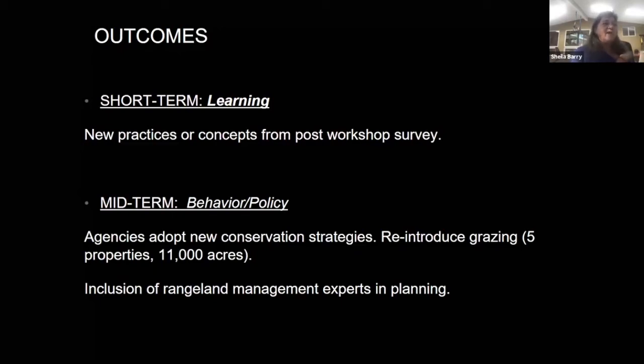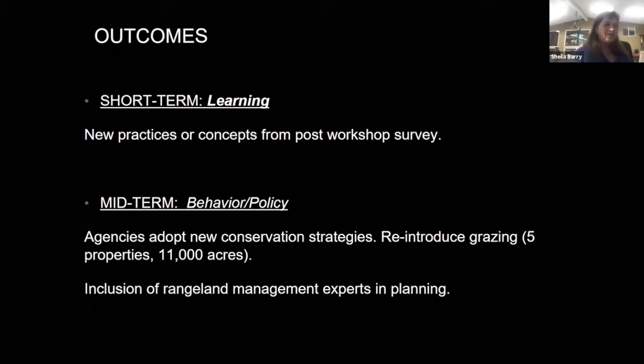Then in the midterm, I think about what's changed in terms of the behavior and the policy of my clientele. And I've noticed them adapting new conservation strategies. As an example, one of the agencies that I was working with for a good number of years hadn't used grazing as a management strategy on their properties, and reintroduced over time grazing to 5 properties over 11,000 acres. So could I contribute my specific efforts to that policy change? I think it was obviously a collaboration of many other efforts as well, but I felt like the activities that I had been doing and my work with them had definitely led to this change.